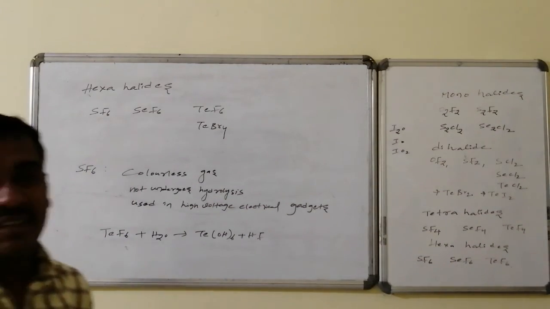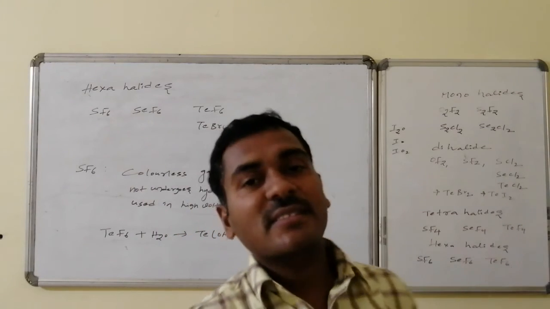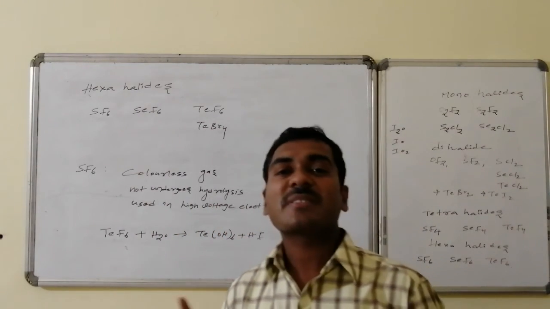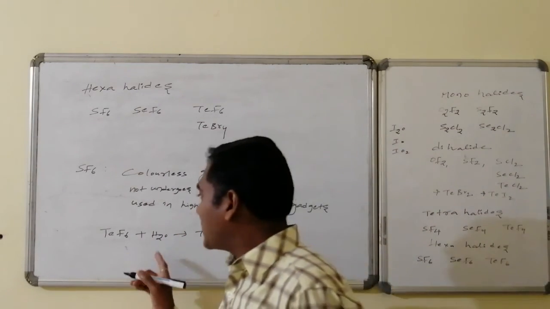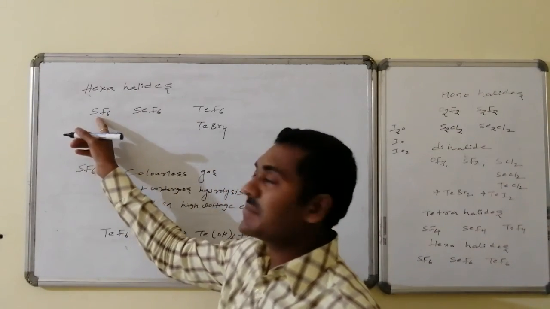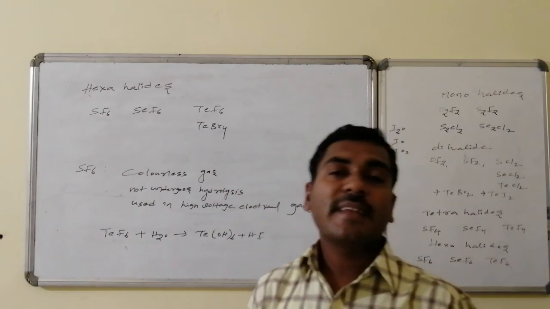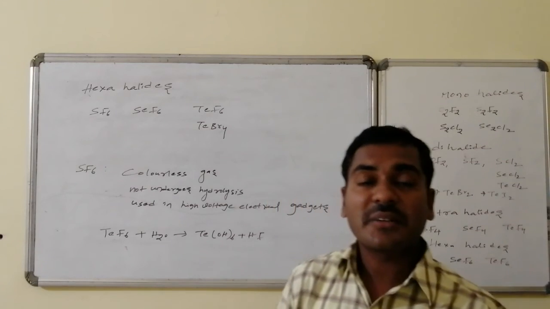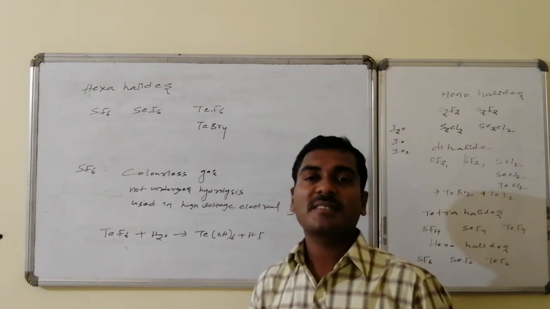Orthotelluric acid formation occurs over here, and as a byproduct hydrogen fluoride formation occurs over here. Except this fluoride, the remaining fluorides like SF6 and selenium hexafluoride do not undergo any kind of hydrolysis.